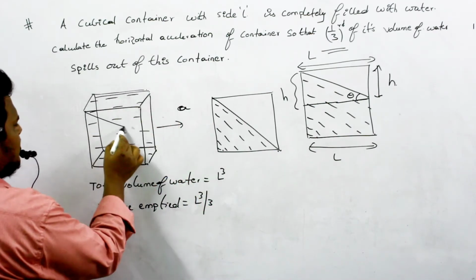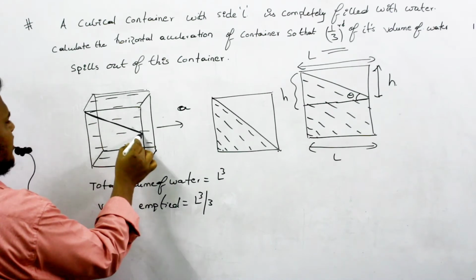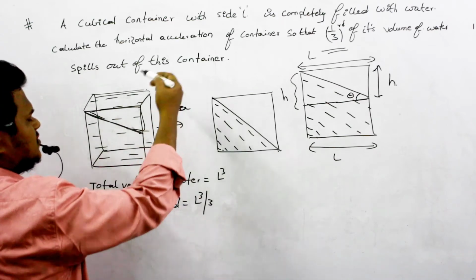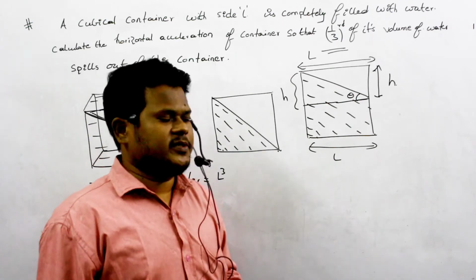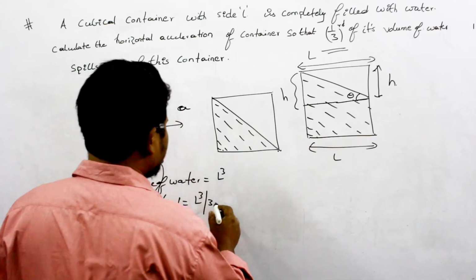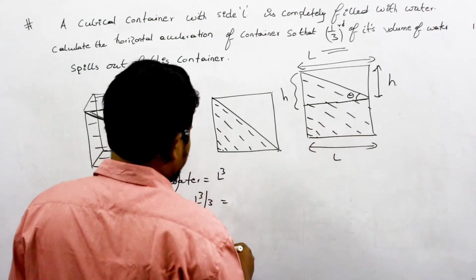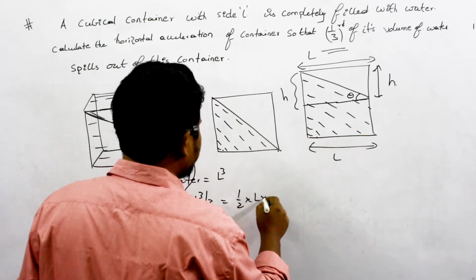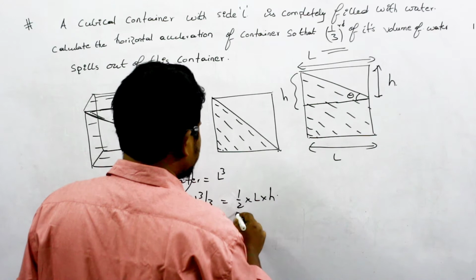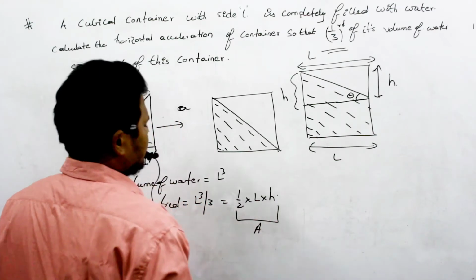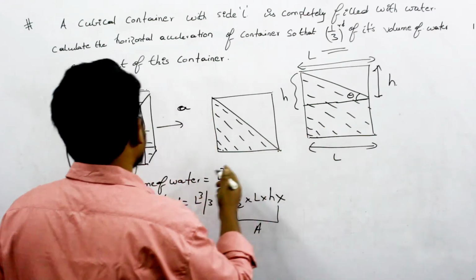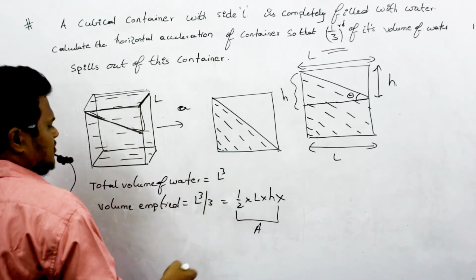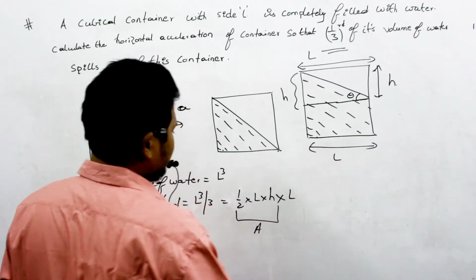So up to here the volume of water is emptied. This area multiplied by depth will give the volume of liquid which is emptied. Therefore this L cube by 3 can also be written as the area of a triangle, which is half into base into height. Base is L here, height is h here. This total gives the area, and area is multiplied by depth. Since this is a cube, this length will also be equal to L itself, so depth will also be L.